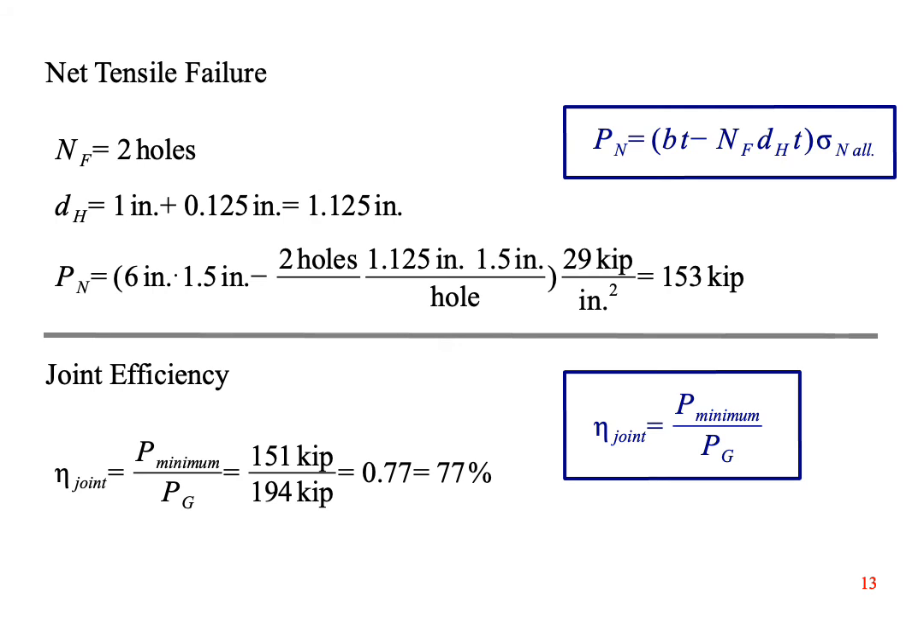Finally, we can calculate the joint efficiency. The smallest number is P sub s, so the joint will fail in bolt shear before it fails in any other mode. This is a good thing because bolts are cheaper and easier to replace than plates or beams.